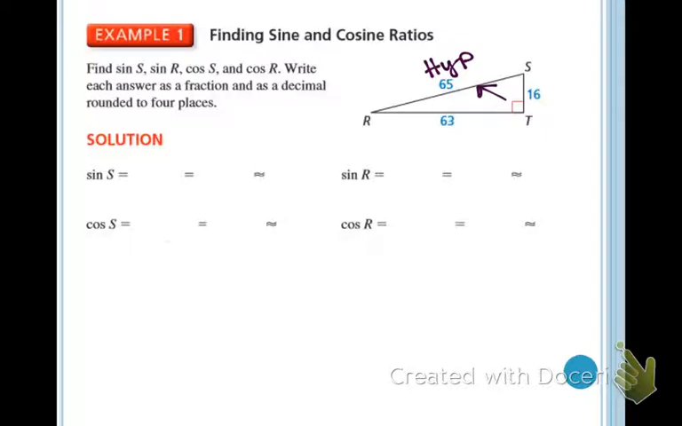So, we're going to do the first one, and it is sine of S. All right, so sine of S. So we're coming from the perspective of angle S. What I tell all my students to do is to label your triangle. What is the opposite side of angle S? 63. So this is your opposite, which leaves 16 to be your adjacent.